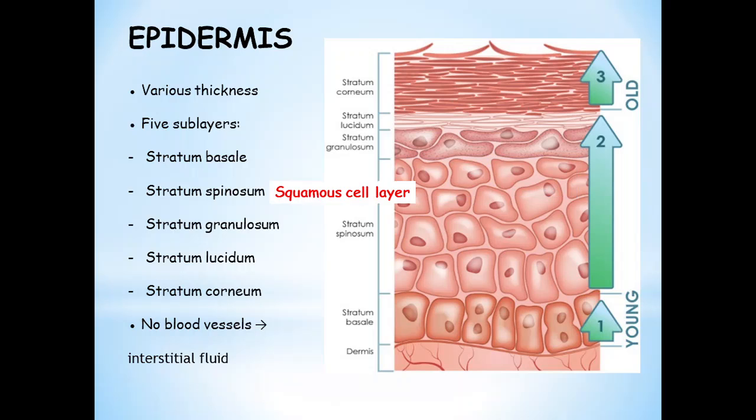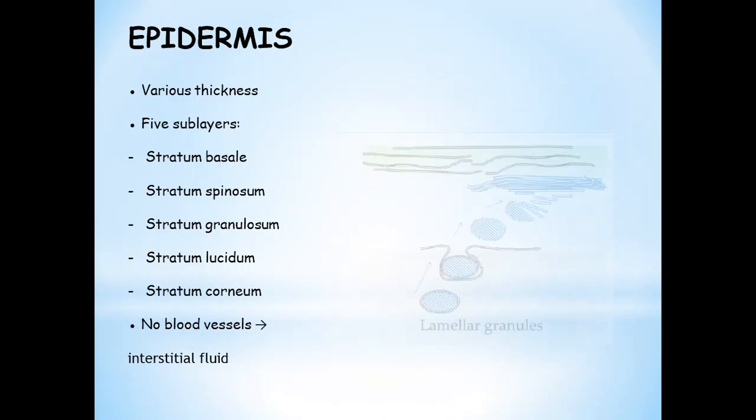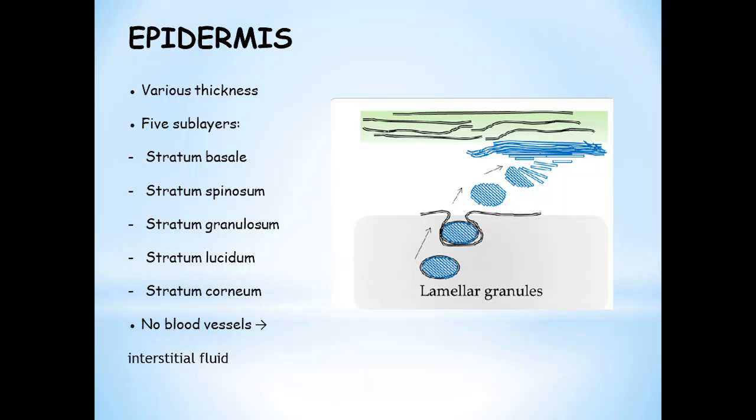The next sublayer is the stratum spinosum, or we can call it the squamous cell layer. In the cytoplasm of squamous cells, there are lamellar granules. These granules contain lipids such as phospholipids, sphingolipids, and cholesterol. In the uppermost granular cells, the membrane of the lamellar granules fuses into the cell plasma membrane and releases lipid to form a lipid layer. A very effective water-resistant barrier, helping the skin retain water and avoid drying.